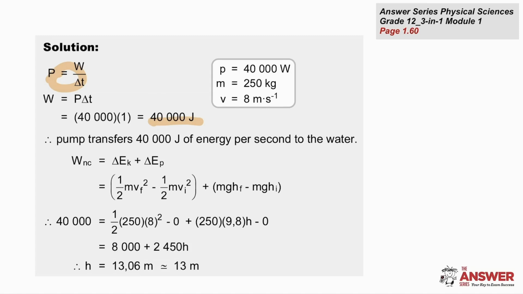If the water leaves the pipe at 8 meters per second, then the increase in kinetic energy is 8,000 joules. The remaining energy, in other words, the rest of the 40,000 joules per second, is available for an increase in potential energy. Once all the substitutions have been done, the height works out to be approximately 13 meters.